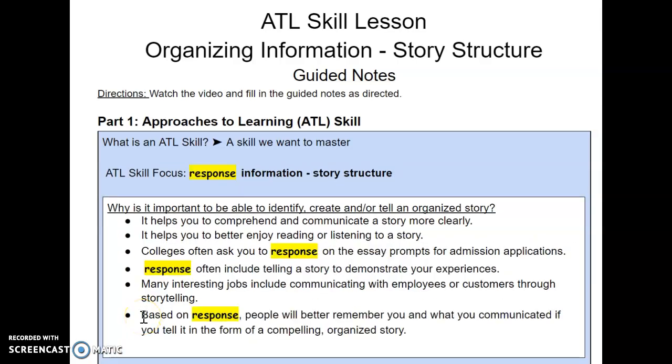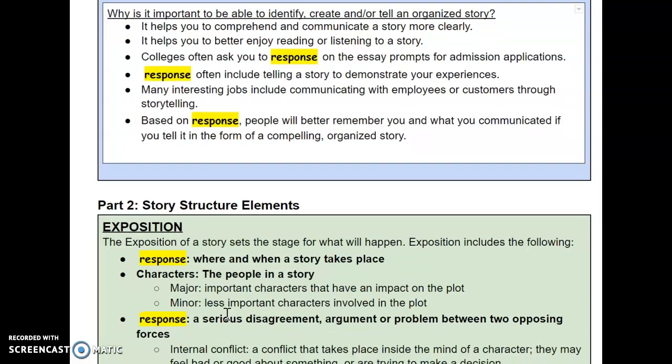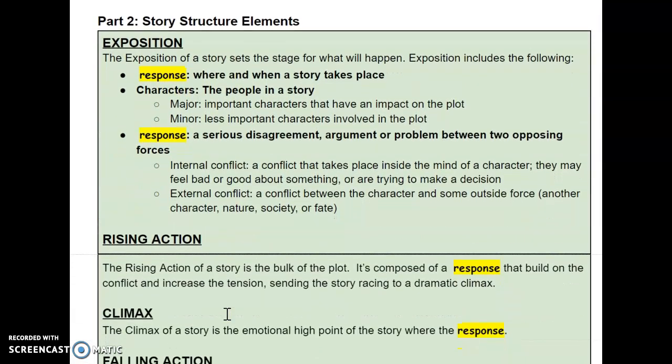And last but not least, based on scientific studies, people will better remember you and what you communicated if you tell it in the form of a compelling, organized story. And remember, when we're talking about story, it can be fiction or nonfiction. The next step is to look at story structure elements.